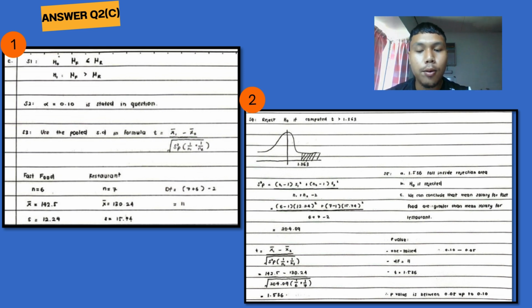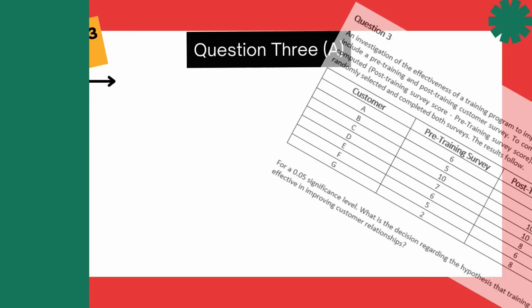So for the p-value, we have the information: this is a one-tailed test, our degrees of freedom is 11, and our t is 1.536. So how do we calculate it? We just take the numbers 0.1 until 0.05. So our p-value is between 0.05 and 0.10. I think that is for our question number 2. Thank you.